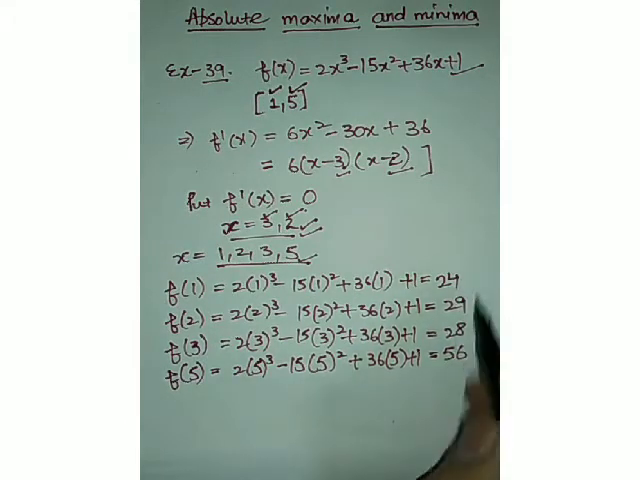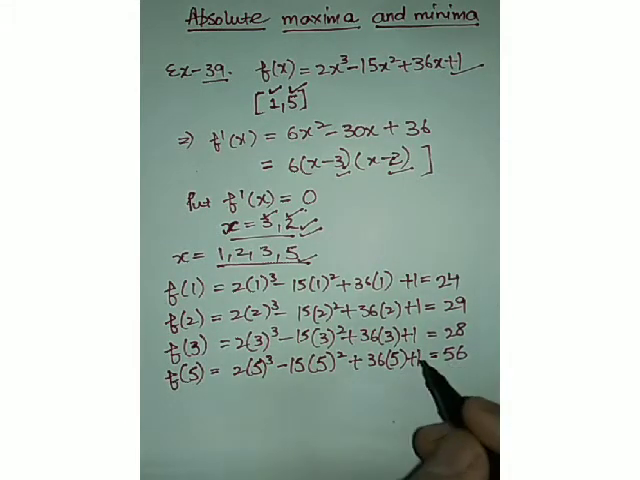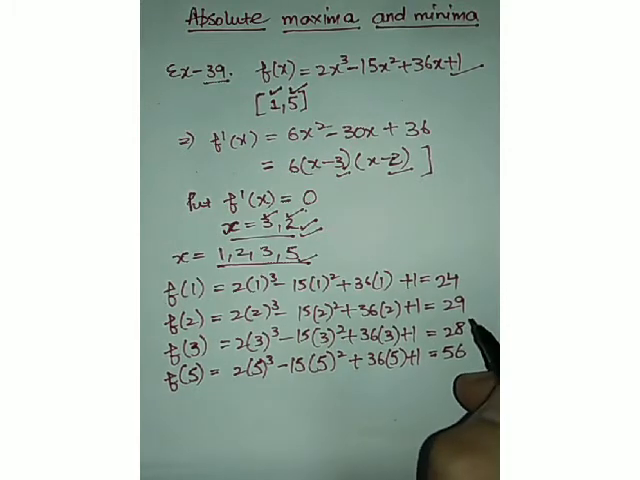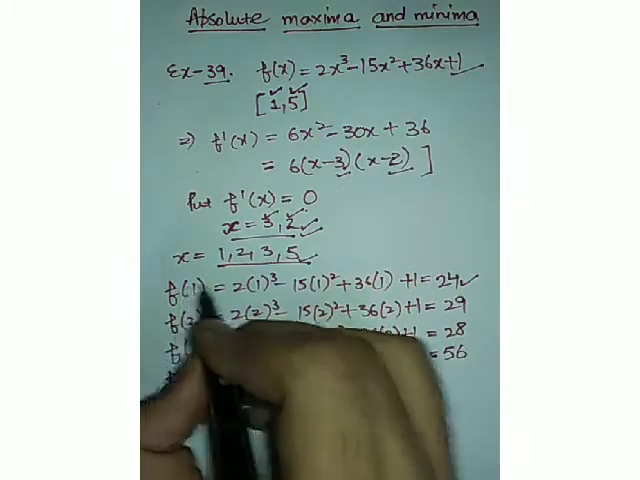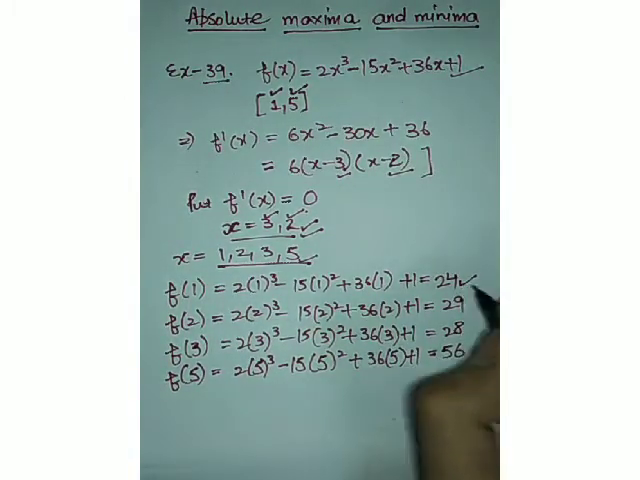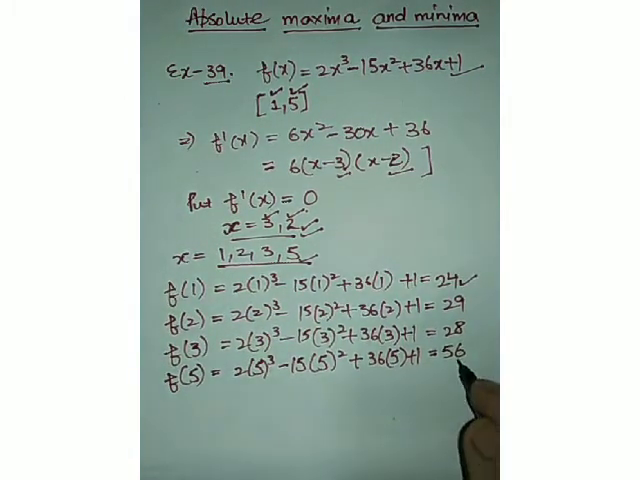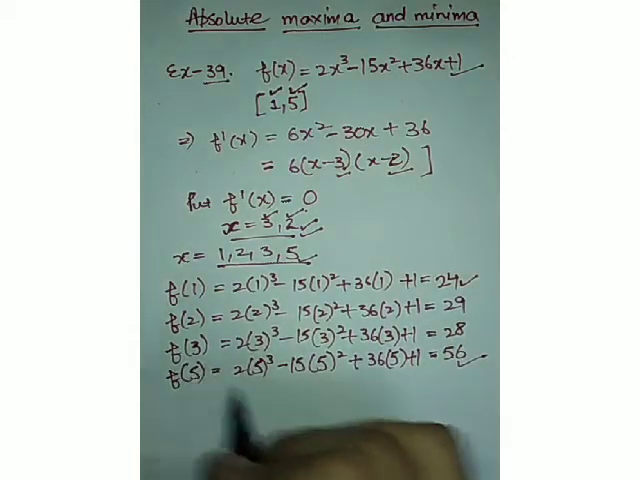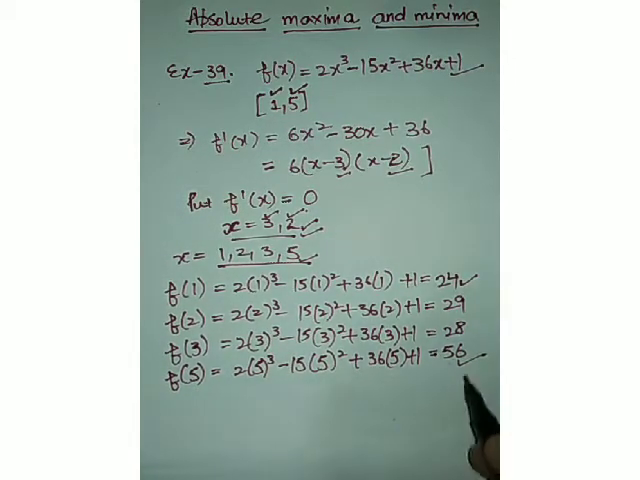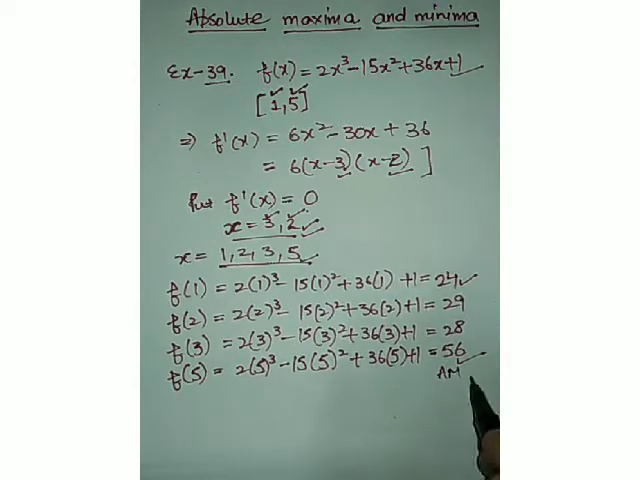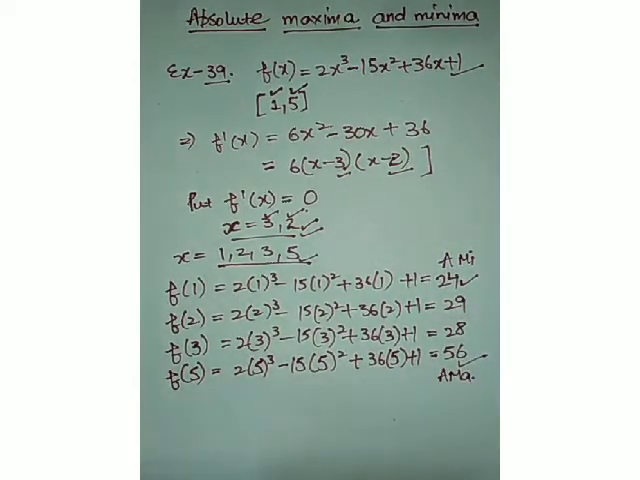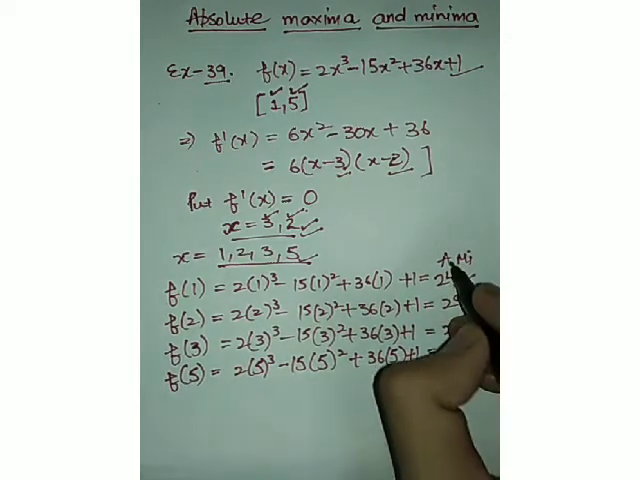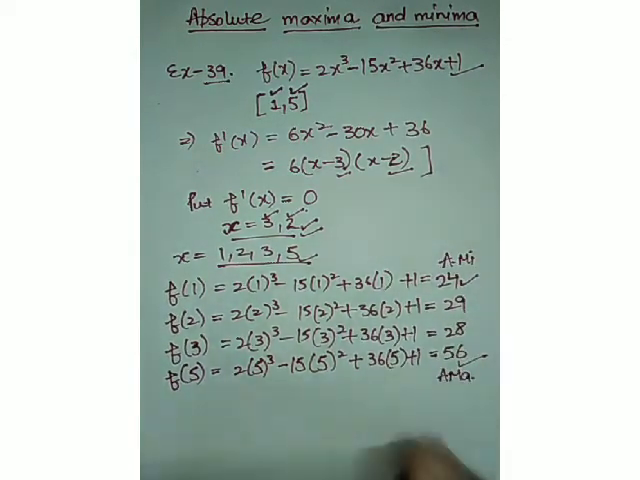These are the 4 values that you have found. Now just see which is the minimum value. The minimum value is 24, which occurs at x equal to 1. This is your absolute minimum value. The maximum value is 56, which occurs at x equal to 5. This is your absolute maximum value. That's it. Now you can see yourself how easy this thing goes and how easy it works. So this was the concept of absolute maxima and minima.